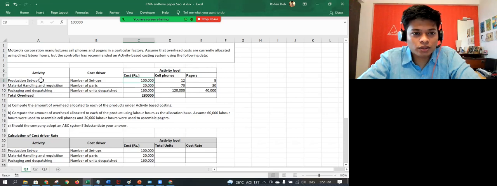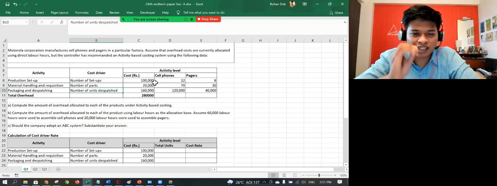So basically, Motorola Corporation manufactures cell phones and pagers. It's kind of like that bags and purses question, but here there is no direct material or direct labor. It just says to assume overheads are allocated on the basis of direct labor, but the controller has recommended ABC costing. So the first question is to compute the amount of overhead allocated as per ABC. This is the total cost given, and then these are the activity levels, and you have to allocate on the basis of number of setups, number of parts, and number of units dispatched.